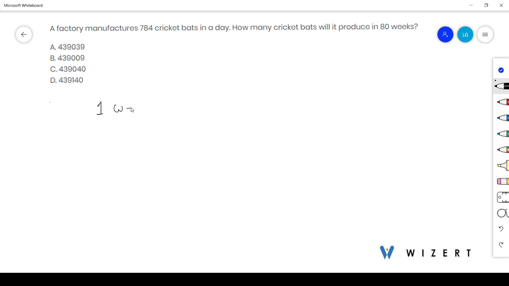As we know that in a week there are 7 days. So, number of days in 80 weeks will be 80 into 7, that is 560 days.